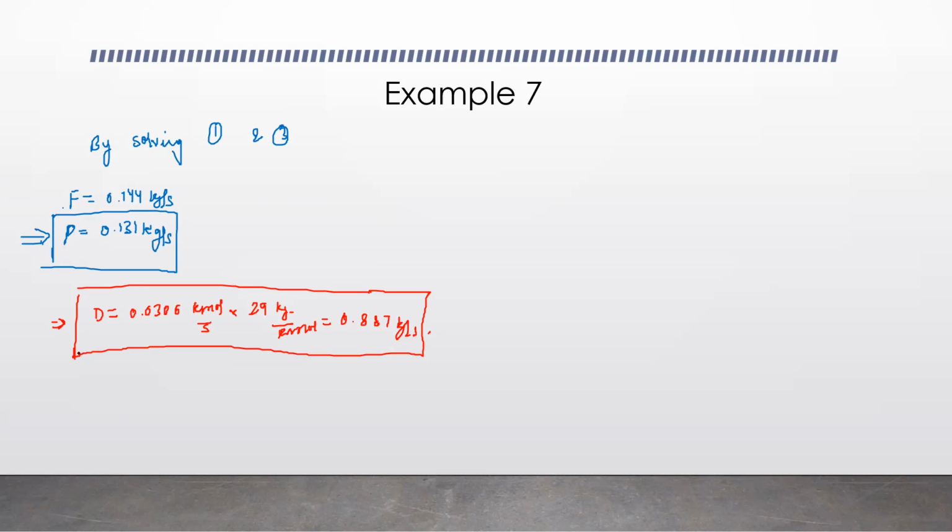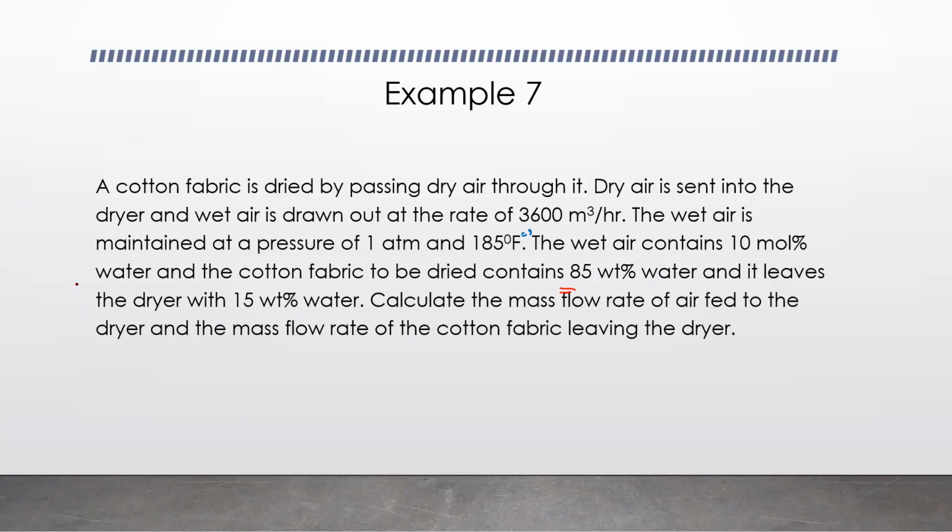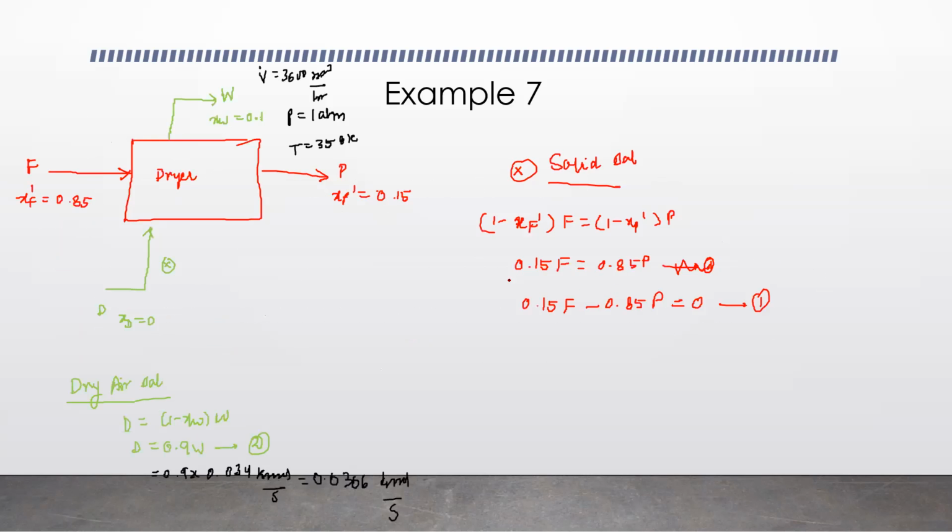Most of you must have done this problem wrong because you wouldn't have considered the mole percent and weight percent. You would have taken them the same way, but that's not how it has to be done. Even when we formed the two equations, one by dry air balance and the other by solid balance, we could not use them together, because dry air and W were in molar flow rates, while F and P were in mass flow rates.